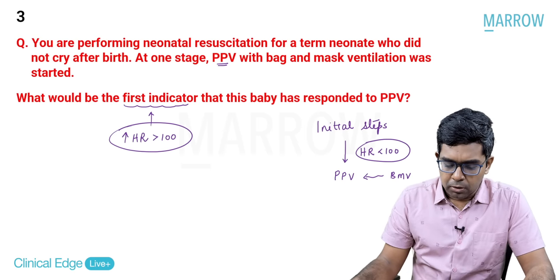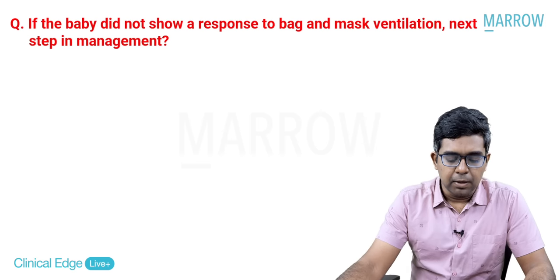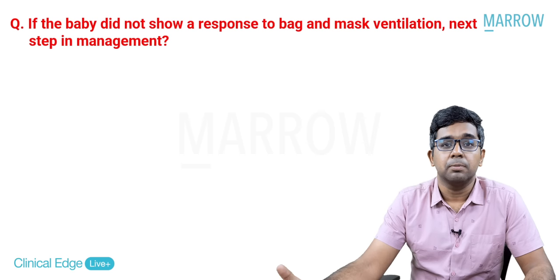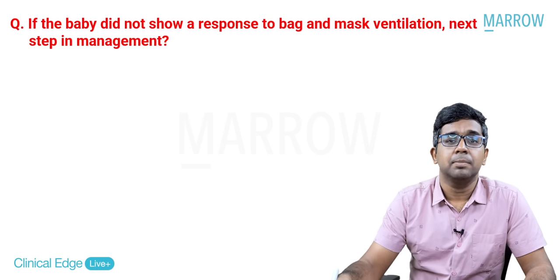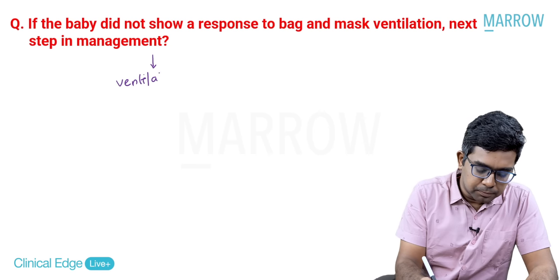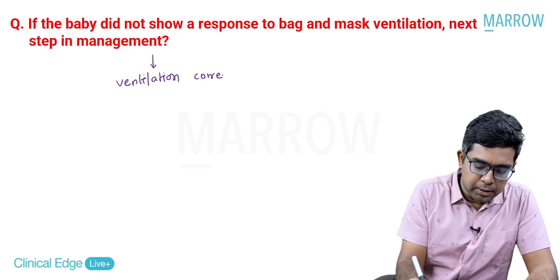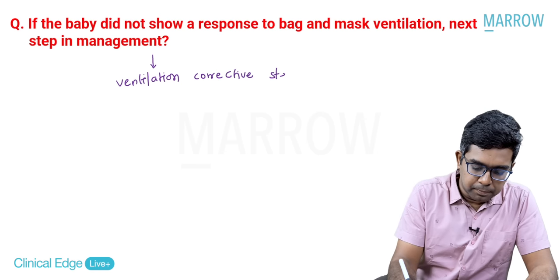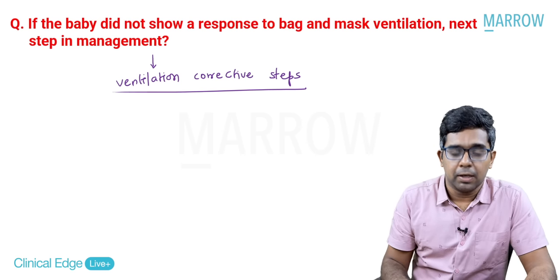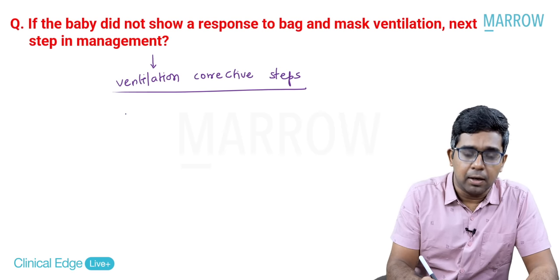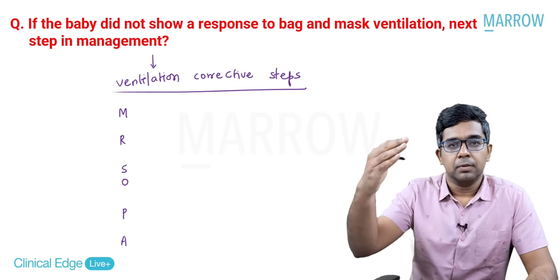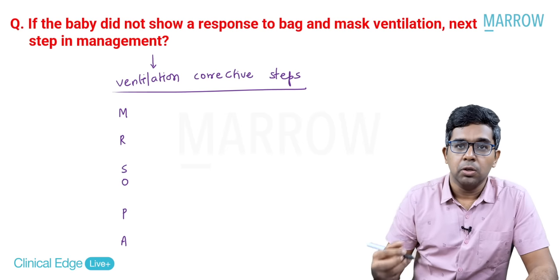Now, the second part of this question is, if the baby did not show a response to bag and mask ventilation, like the heart rate did not improve after bag and mask ventilation, what should be the next step in the management? This is what we call ventilation corrective steps. There are a few steps which you have to take if the baby is not showing a response to bag and mask ventilation, which is remembered by an acronym, MRSOPA. The first thing will be M and subsequently the rest of that. So what is the first thing?